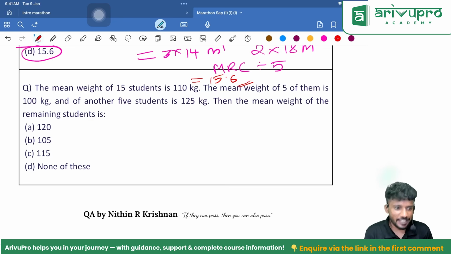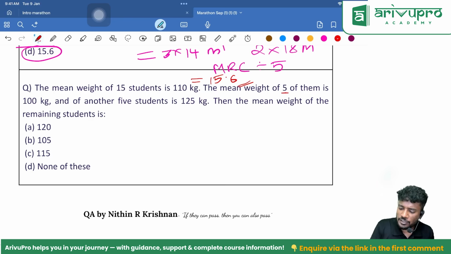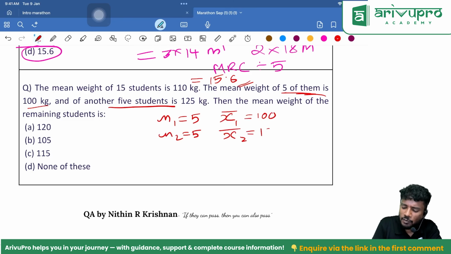The mean weight of 15 students is 110. The mean weight of 5 of them is 100. What do you mean by that? N1 value is 5 and their mean is how much? 100. Then another 5. That means N2 is equal to 5. Their mean weight is how much? 125.